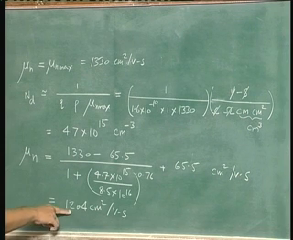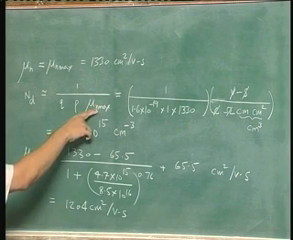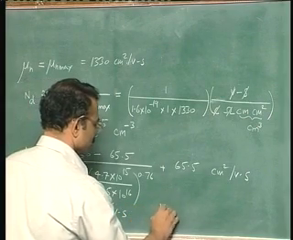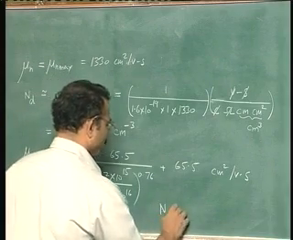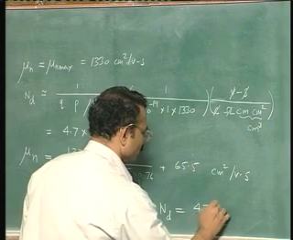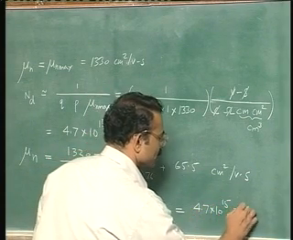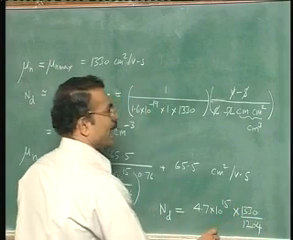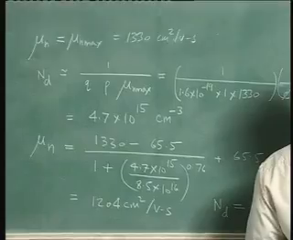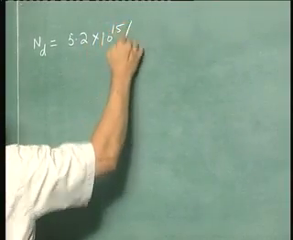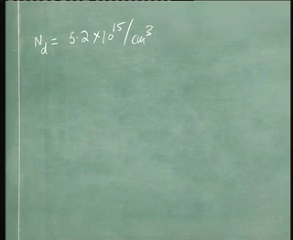So you use this value of mobility now instead of mu n max, and you will get the new doping. So the new doping will be 4.7 into 10 power 15 into 1330 divided by the new value of mobility. Basically there is this ratio, and this is nothing but 5.2 into 10 power 15 per centimeter cube. So that is your value of doping or impurity concentration.